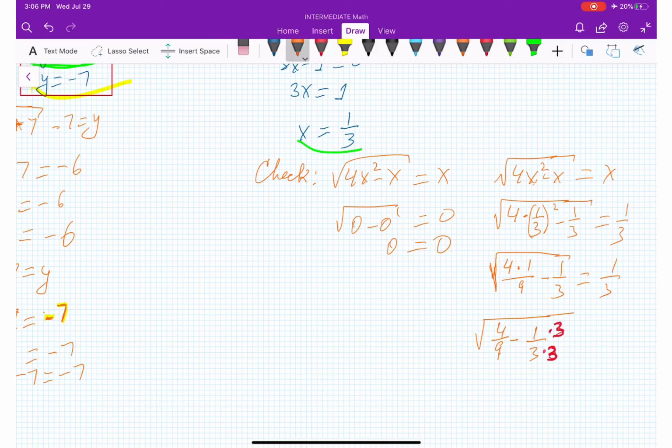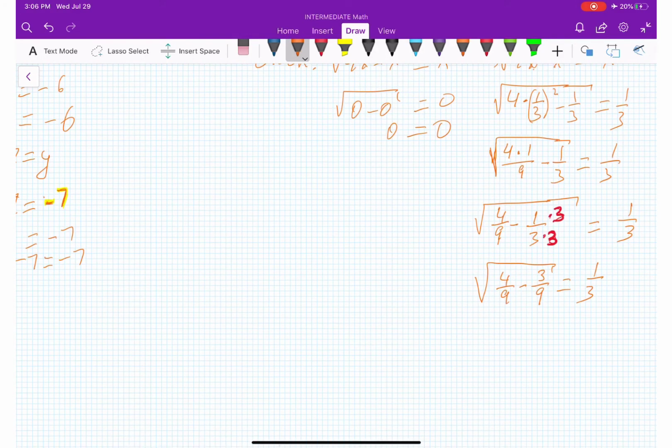Okay. And it's equal 1/3. Let's see what we're gonna get. 4/9 minus 3/9 equal 1/3. And we get 1/9 here, because if the denominator is the same, we need to subtract the numerators.